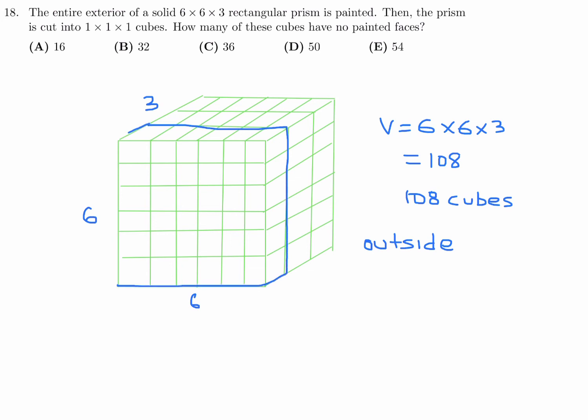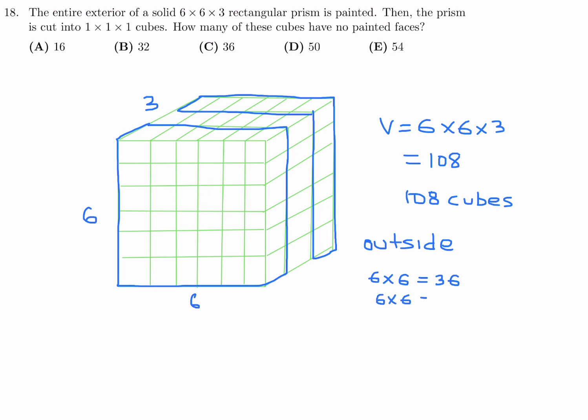Well, obviously the ones that are staring at me, all these guys are going to be painted. I'm just looking at that slab. How many are there? Well, it's 6 by 6. So immediately, I know those 36 cubes are going to be painted. And then by the same kind of thinking, the other slab back here is also going to be painted. It's the exact same, another 6 by 6 slab. So another 36 will be painted.